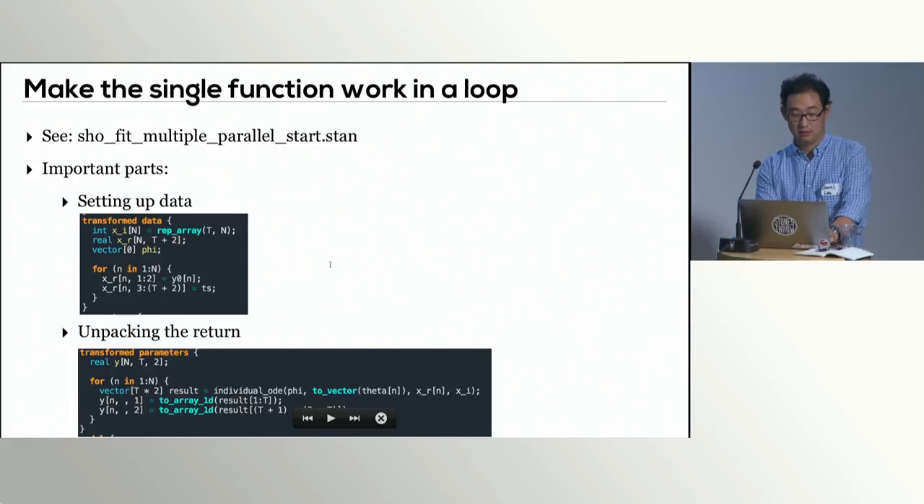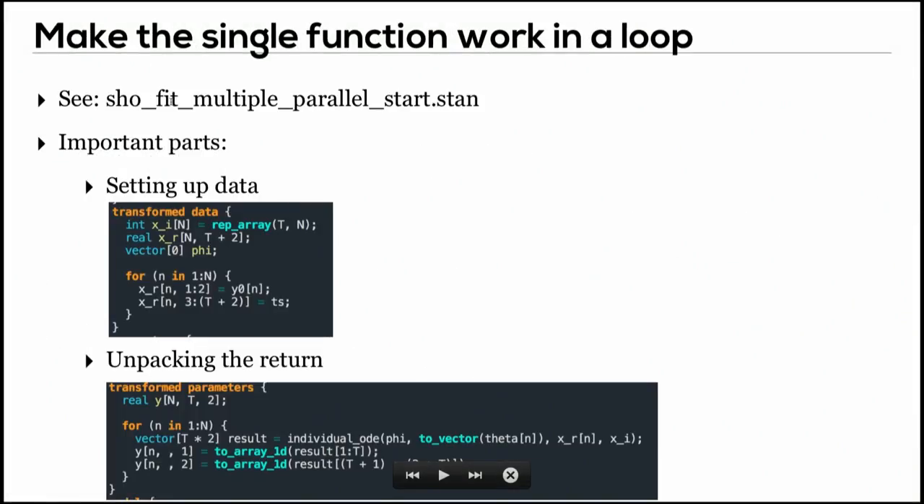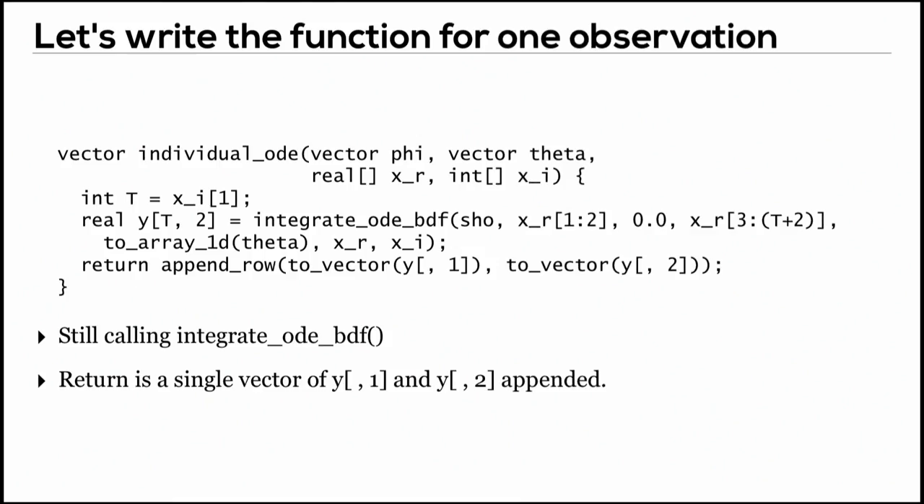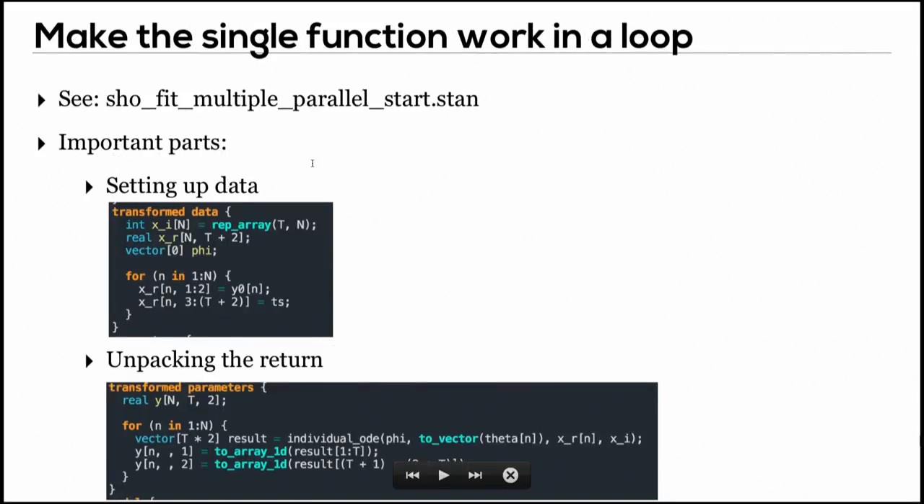If you want to see this, we can look at show_fit_multiple_parallel_start.stan. This doesn't quite get all the way to the map rect. This exercise is using this individual ODE function. The differences here are really in setting up the data. We have an xi, which is an array of length n, and xr, which is n by t plus 2, where the first two elements are going to be y naught, the initial condition, and the next elements are going to be the times.